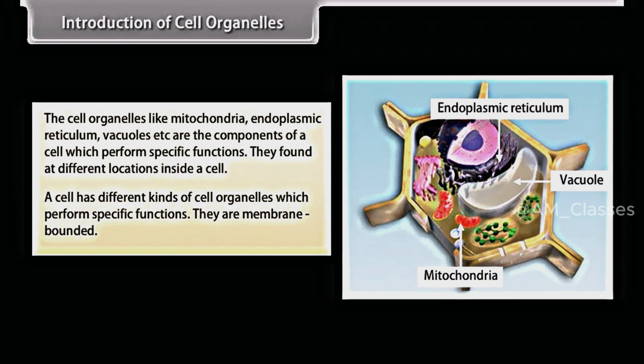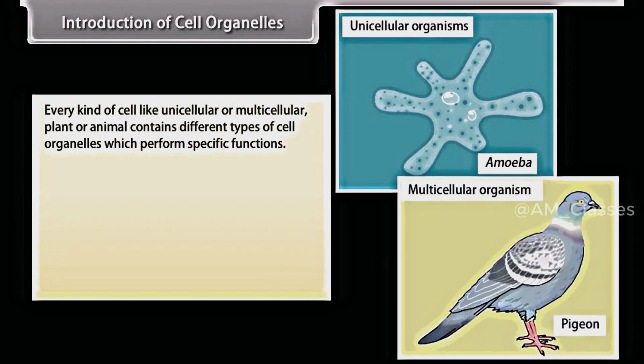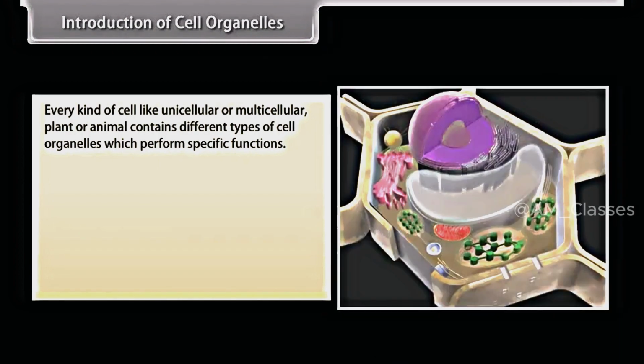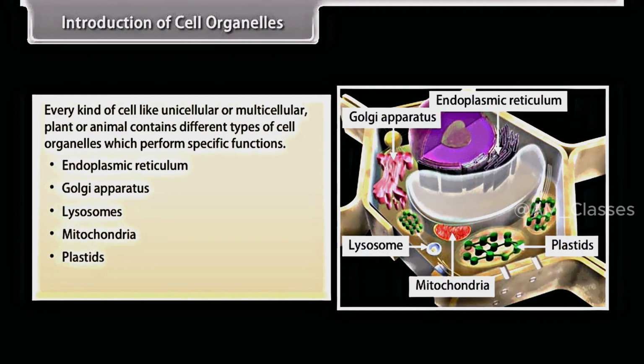They are membrane bounded. Every kind of cell, like unicellular or multicellular, plants or animal, contains different types of cell organelles which perform specific functions. Endoplasmic reticulum, Golgi apparatus, lysosomes, mitochondria, plastids and vacuoles are some examples of these cell organelles. Now let us know their structure and functions in detail.